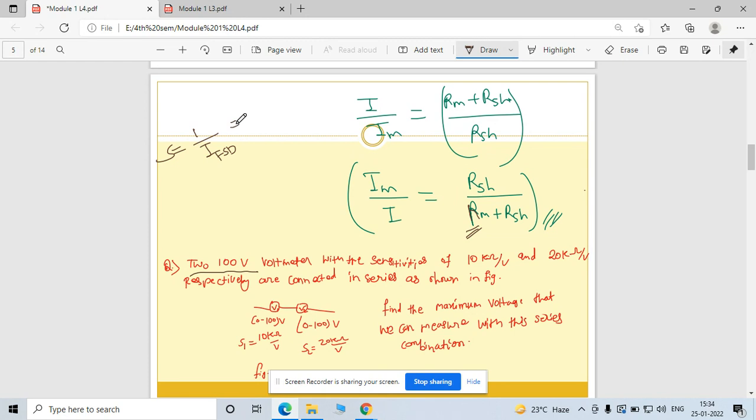If I replace this IFSD with voltage per ohm, right? So ohm is going to the numerator side. Now see, the sensitivity unit is ohm per volt. If I know the sensitivity, for example, 100 kilo ohm, I put this 100 kilo ohm, so it is R by V, and V is given to you.